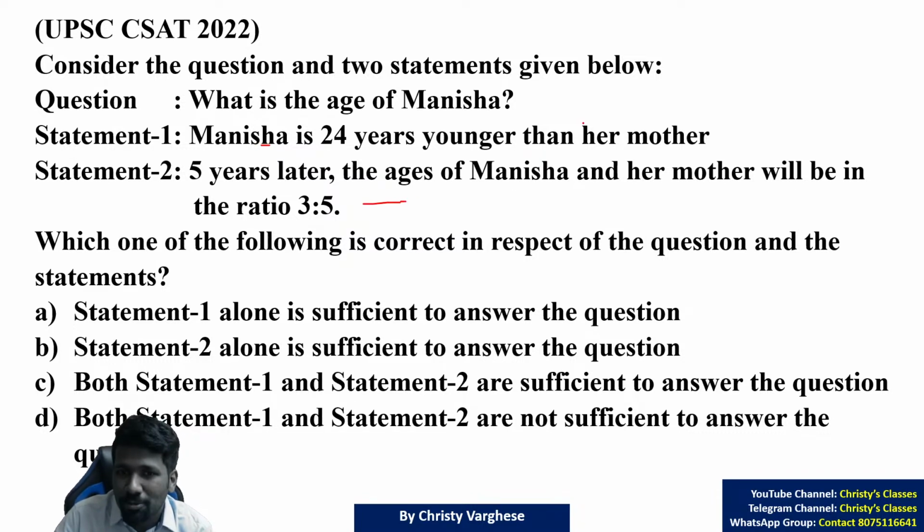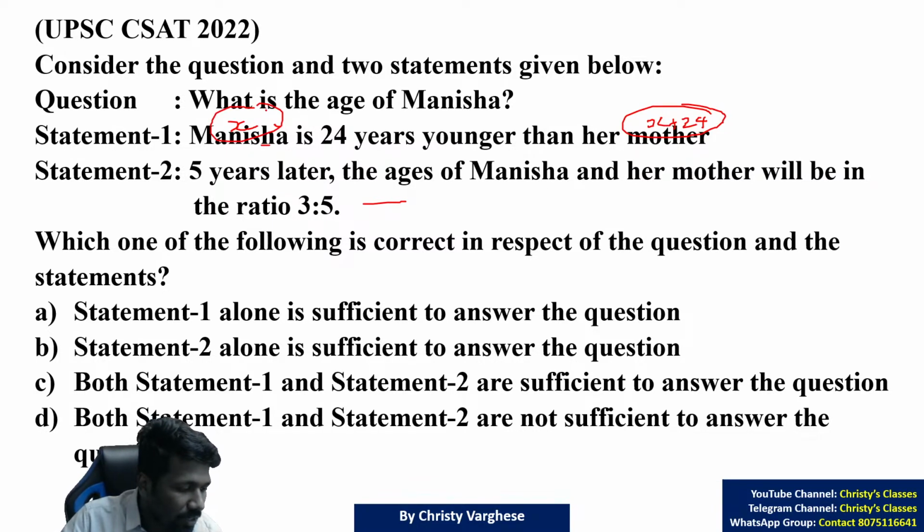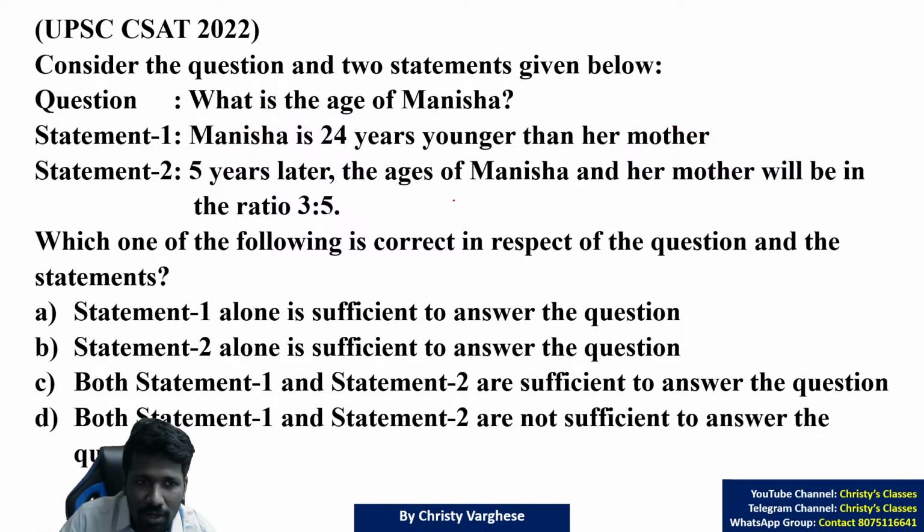Or mathematically speaking, let x be Manisha's age. 24 years younger than mother's age means mother's age will be x plus 24. But that does not give you an equation to solve, right? If you have an equation only, you can solve it. So that equation is not there in statement 1. So statement 1 alone is sufficient is wrong.